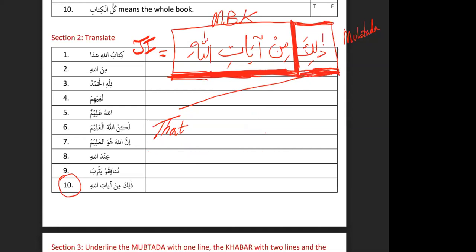Your mubtada is ending, so we will place "is". Then we translate the MBK. Min, from. Ayat. We said that ayat is proper due to Allah being proper. Ayat is signs. The signs of Allah. That is from the signs of Allah.